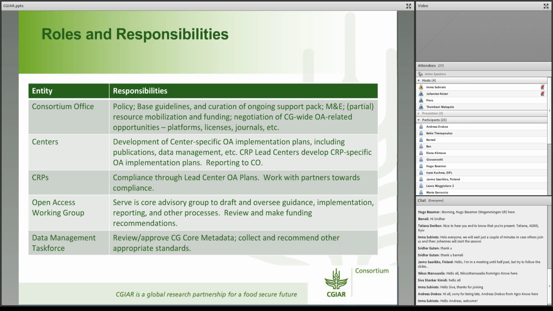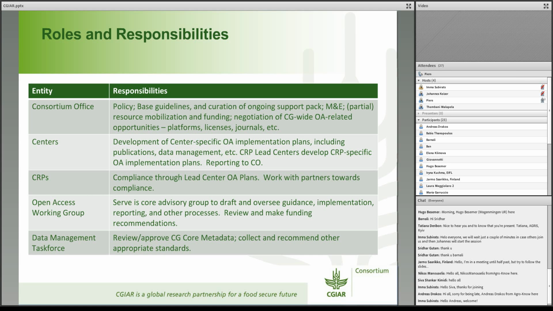There are two groups that we're forming that are going to help ensure that this gets implemented across the consortium. One is called the Open Access Implementation Working Group, which has representation from all of the centers and some of the CRPs, and serves as a kind of core advisory group. And then the Data Management Task Force, which will be responsible for working with the different types of data we work with, looking at the core metadata and making other standards recommendations.